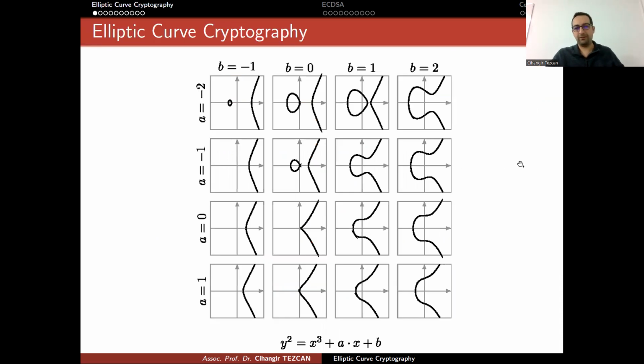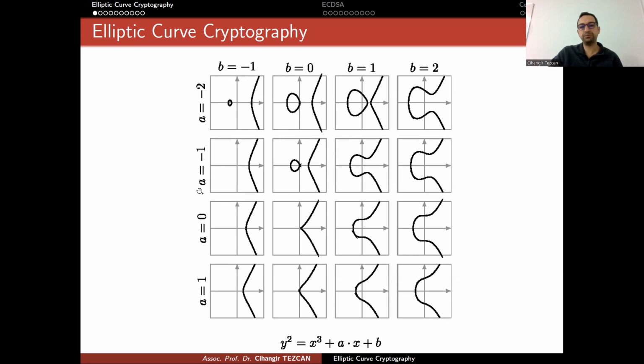So let's start with a few pictures. As you can see at the bottom, there is a general definition of an elliptic curve. An elliptic curve is just a geometric object which you can define as y squared equals x cubed plus ax plus b. Here a and b are just constants, and depending on how you choose a and b, the geometric definition of the elliptic curve becomes something like one of these.